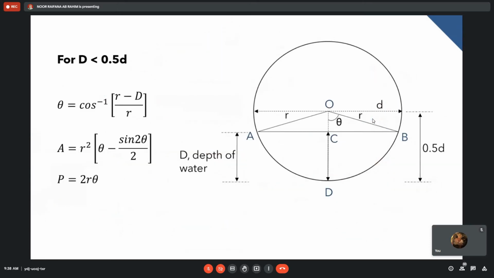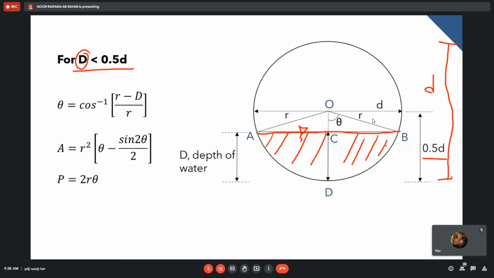Okay, so for circular part ni yang ada free surface, kita ada dua condition here. First is when the depth of water is smaller than 0.5d. So for example, this is the diameter of the pipe, the D. So half of the pipe is 0.5d. So depth of water smaller than 0.5d, so means that water level ni dekat bawah separuh daripada the diameter. Okay, so this one is the depth of water below the 0.5d.